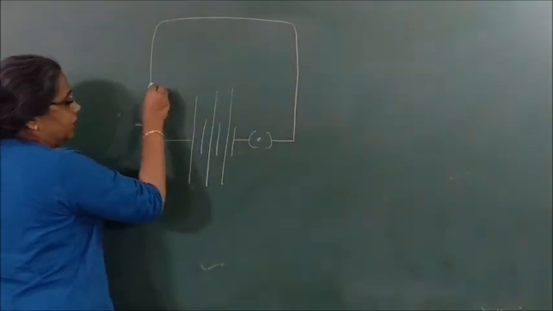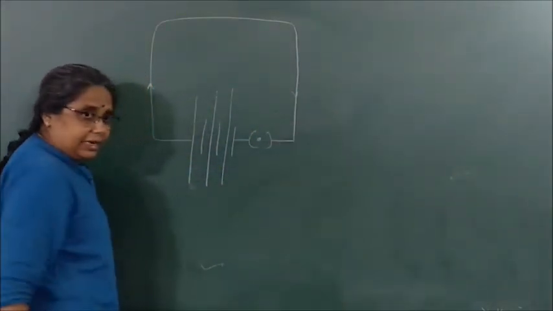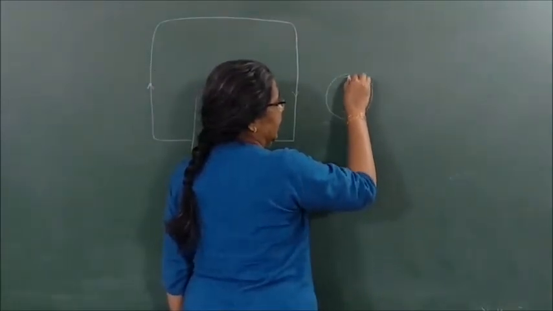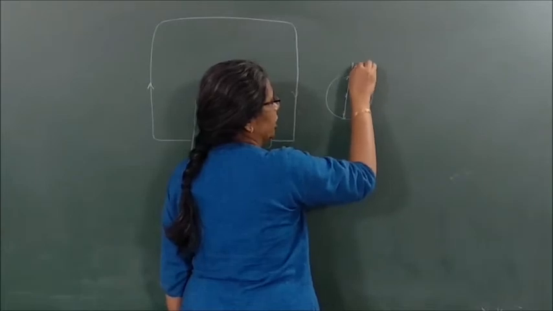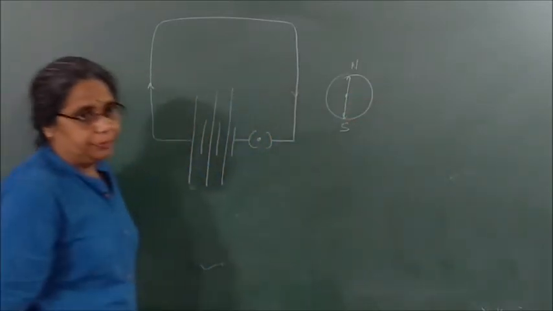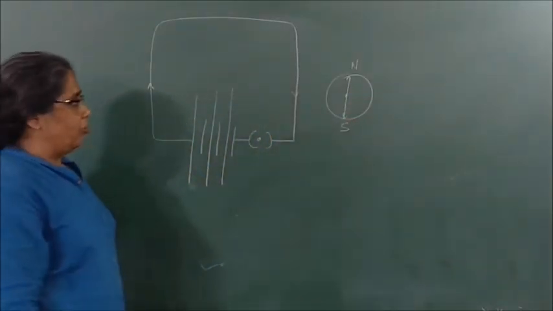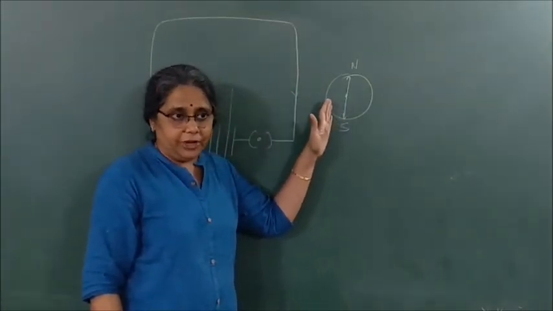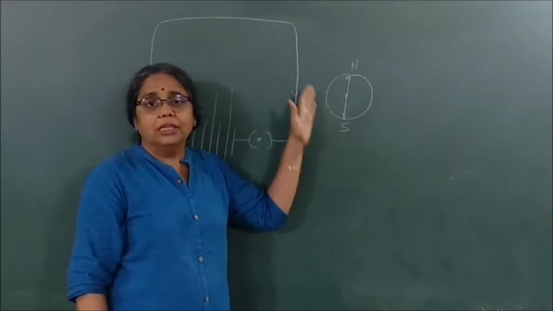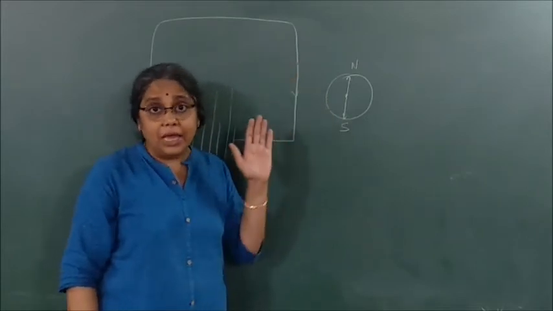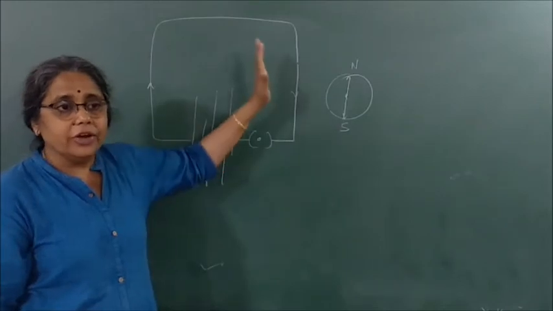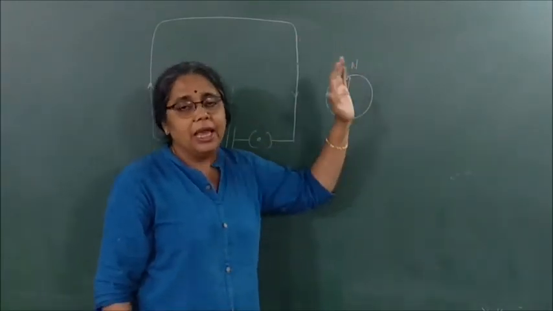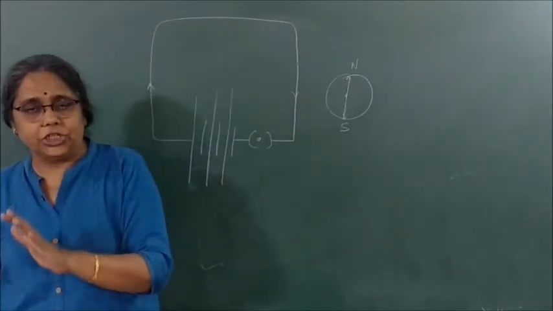So if I say that this is a current carrying conductor, and I get a magnetic compass, the magnetic compass always points towards what direction? North and south. When I bring a magnetic compass closer to the current carrying conductor, it shows deflection. This is because the current carrying conductor behaves like a magnet and generates its own magnetic field, which is detected by the compass, and hence compass shows deflection.